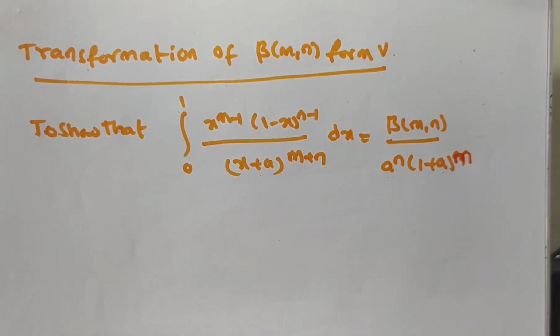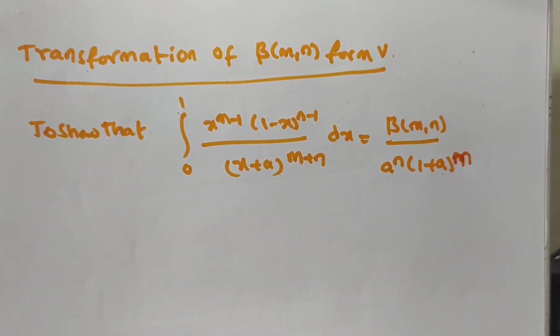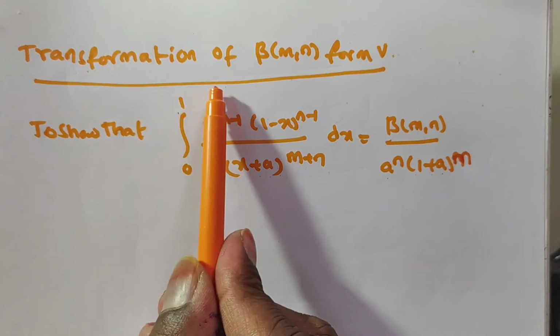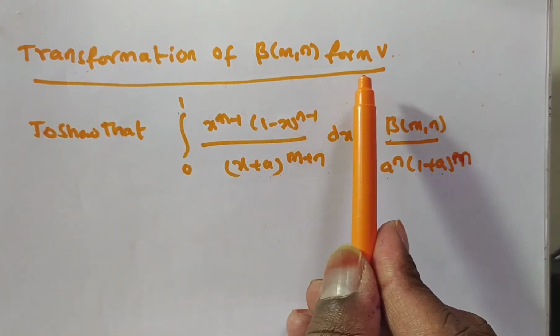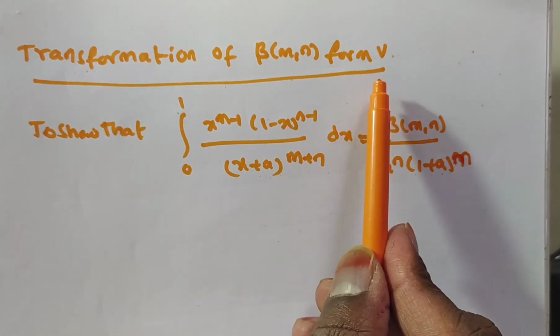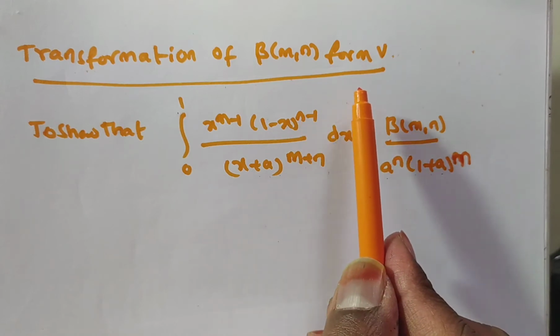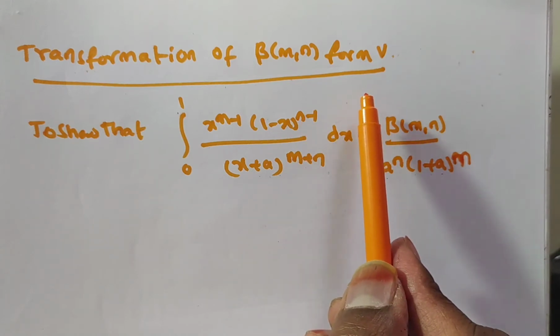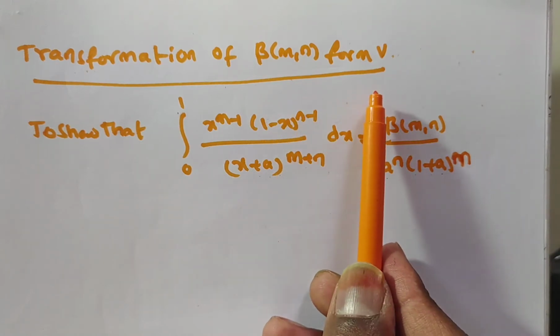Hi friends, now we are discussing transformation of beta of m comma n form 5. Total we have 6 forms. Previously we discussed form 1, form 2, form 3, form 4. Now we are discussing form 5.